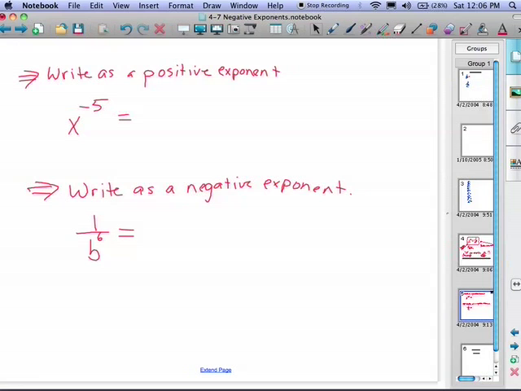And on the next board, I have a couple of examples. So here we have, write as a positive exponent, x to the negative 5 power. Simply rewrite that as 1 over x to the positive 5 power, because that's what it is, based on our pattern from a couple of boards ago and based on the rule which we just saw. Another example, write as a negative exponent, 1 over b to the 6th power. That's actually going to be b to the negative 6th power. So they're very related, and you're just going to have to work between the two methods today.